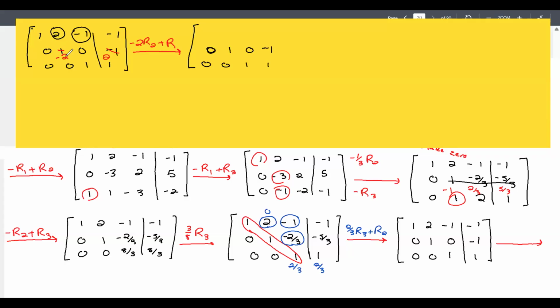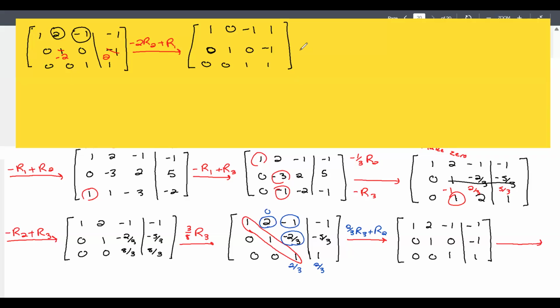Now if we do this, -2 plus -2 is 0. Well, 0 plus 1 is going to be 1. I missed that one. -2 plus 2 is going to be 0. 0 plus -1 is -1, and 2 plus -1 is going to be 1. Okay.